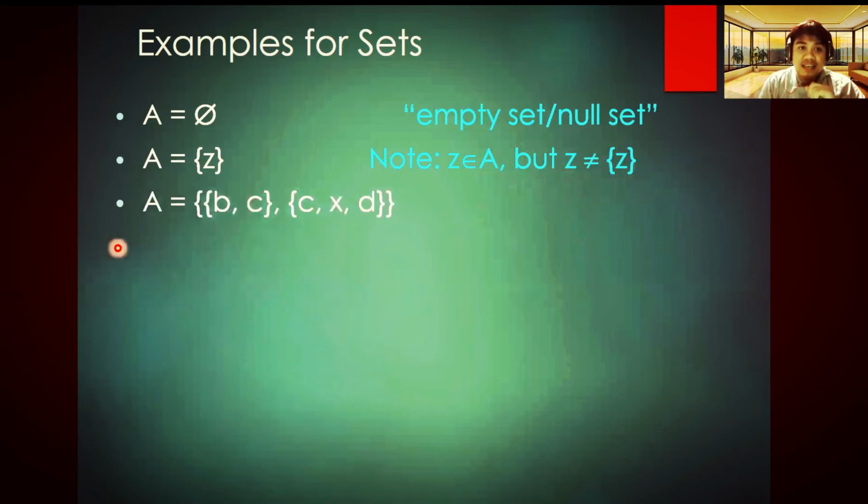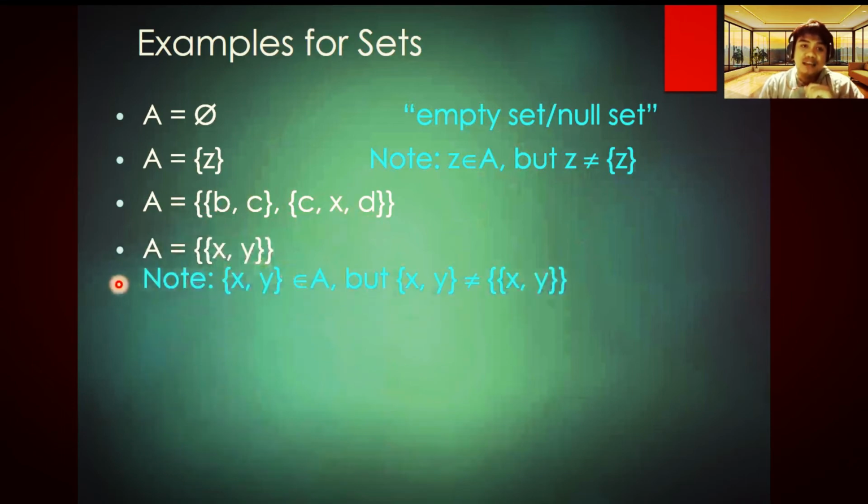So we have here set A, a set that contains two sets: the set containing b and c, and the set containing c, x, and d. So our set A in this third example is a set that contains two sets.